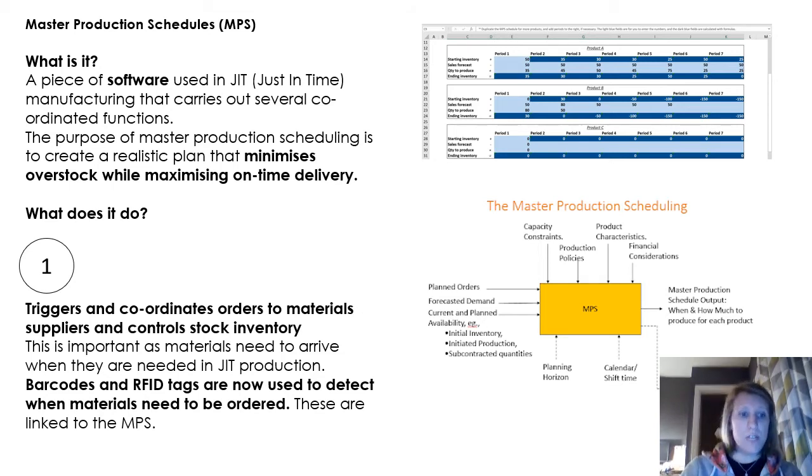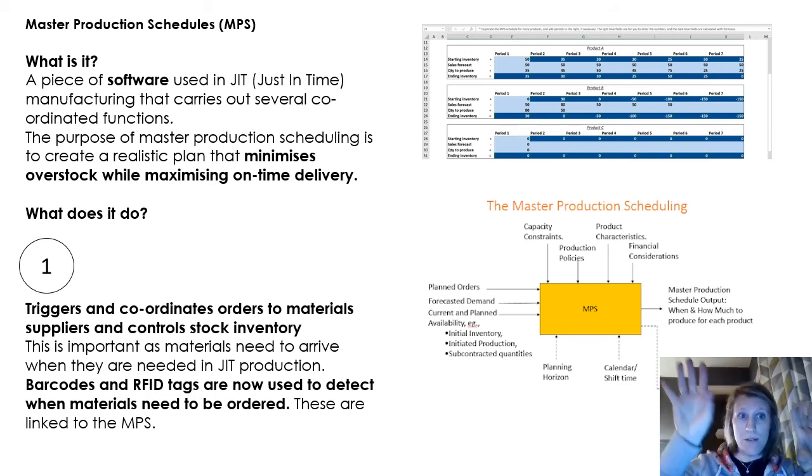So materials need to arrive when they are needed in just-in-time production. And how do they monitor that in their factories and in the production line? They use barcodes and RFID, so radio frequency identification. So as the box of materials comes into the factory, they're scanned.